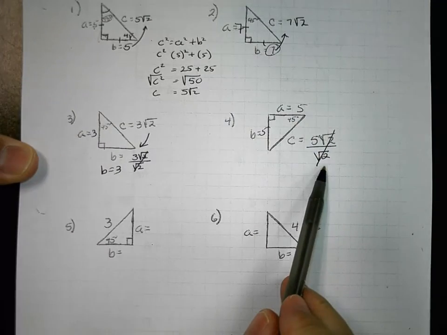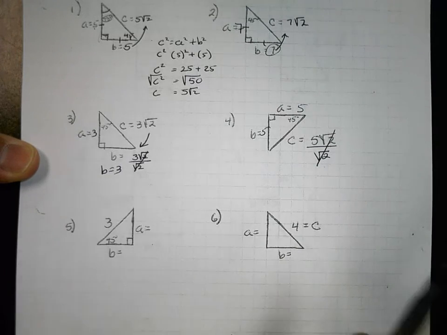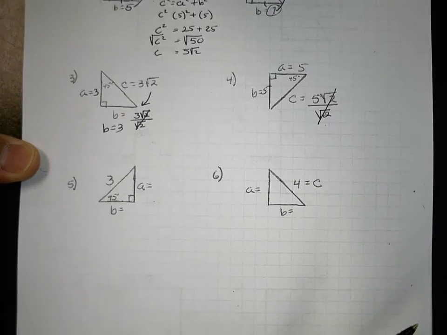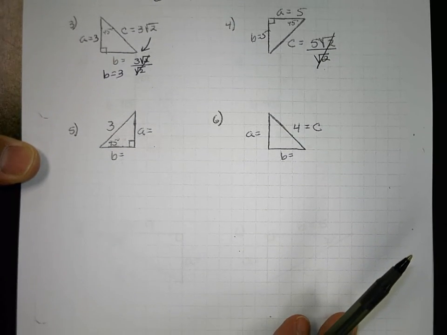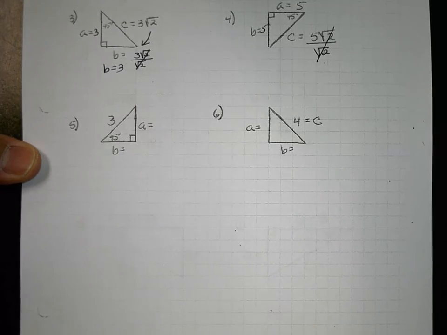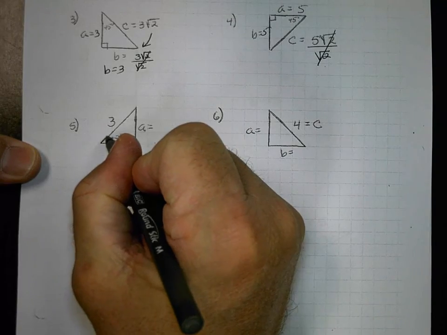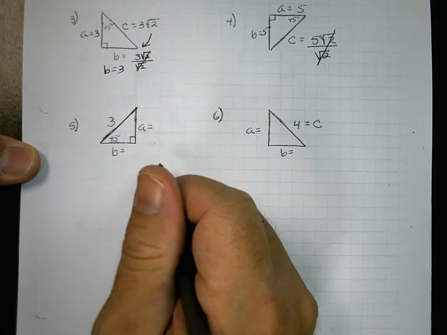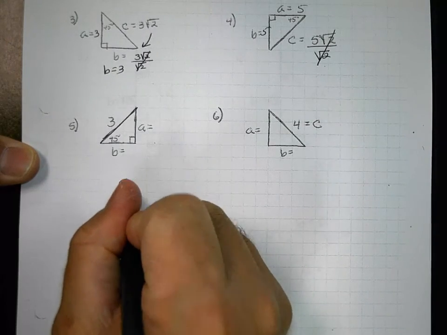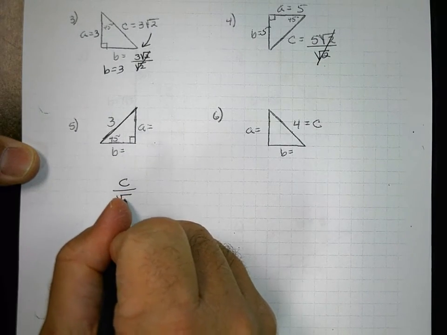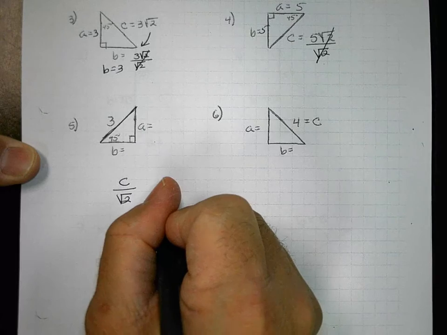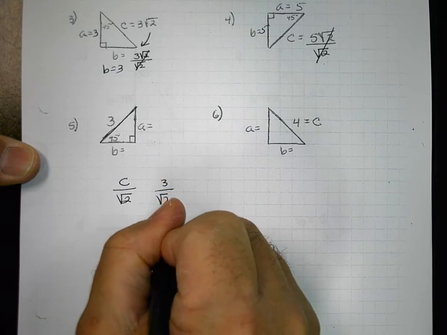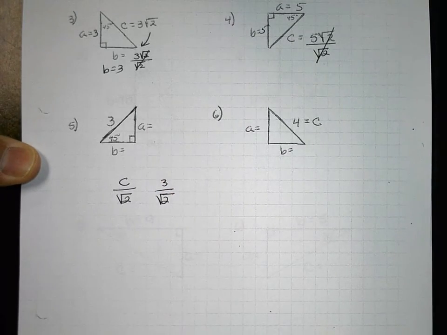Now, of course, it's not always going to be as simple as just dividing by the square root of 2 and canceling out. Sometimes the hypotenuse will not be equal to something times the square root of 2, like in this case. But we still do the same thing. If we want to know the leg length when the hypotenuse is 3, remember, to find the leg length, we simply take the hypotenuse and divide it by the square root of 2. So in this case, we'll take 3 and divide it by the square root of 2. And that would be our answer.